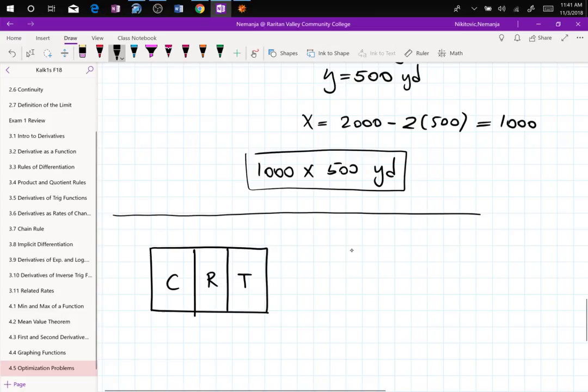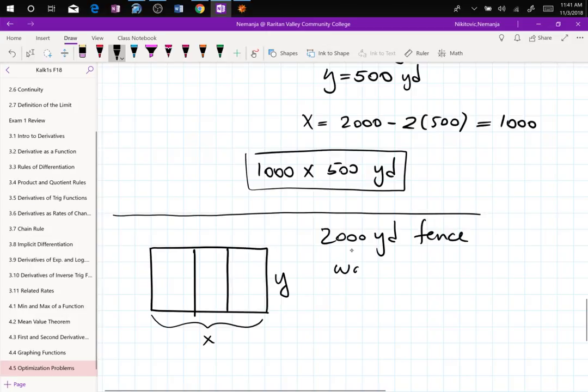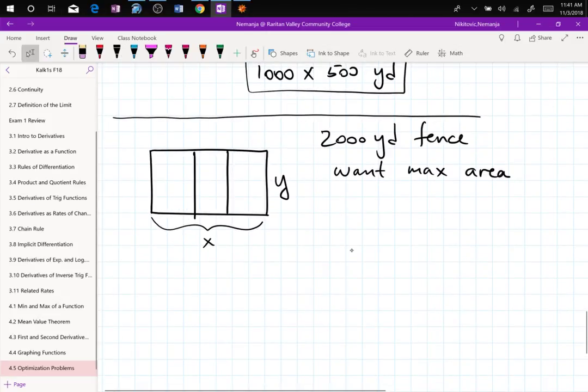So you separate them. So now I have dimension x and dimension y. I still have 2000 yards of fence. I still want max area, but I need these bins like this. So fence is spent on that as well. What is your constraint now?